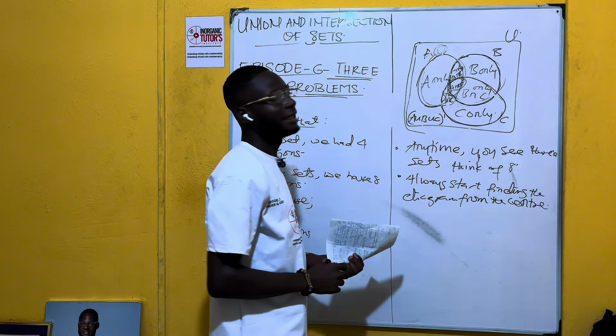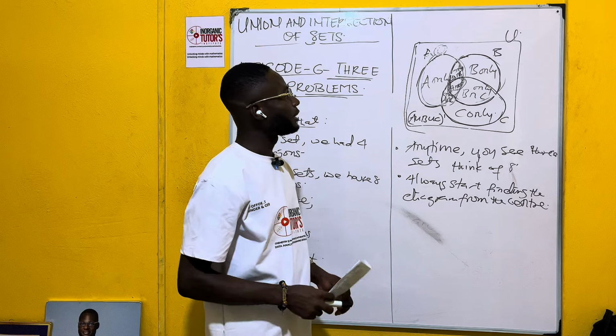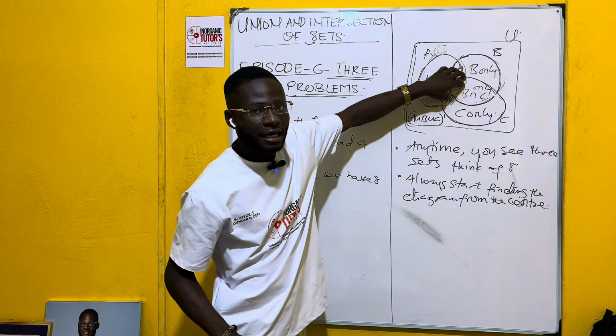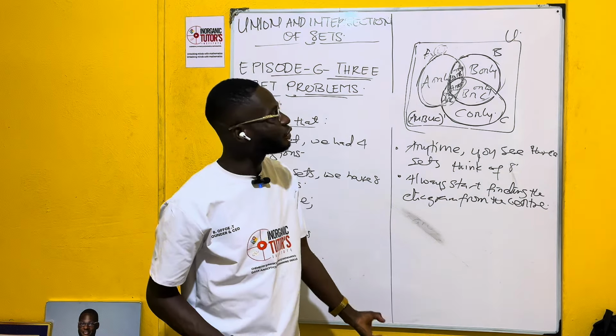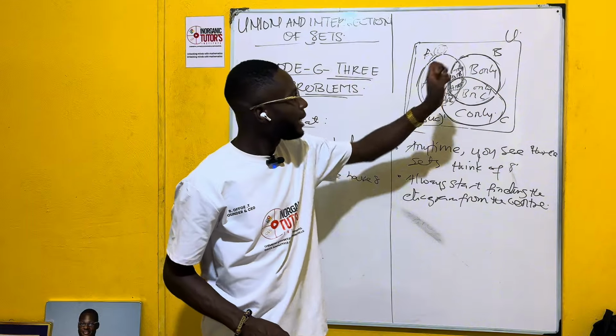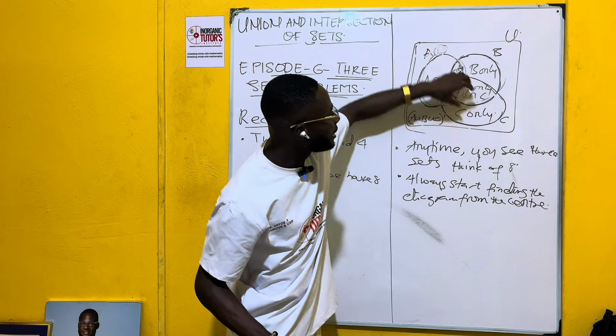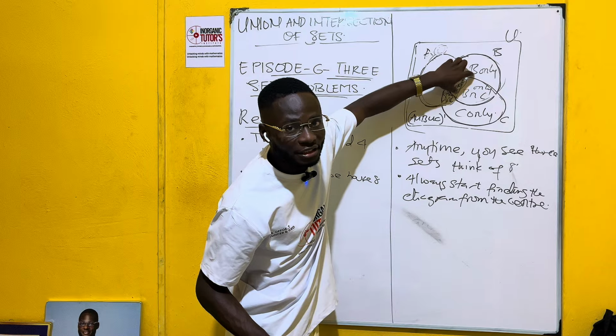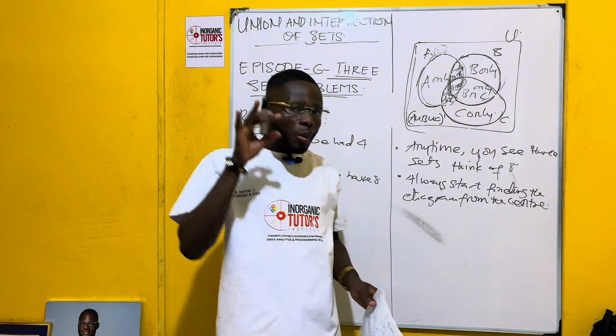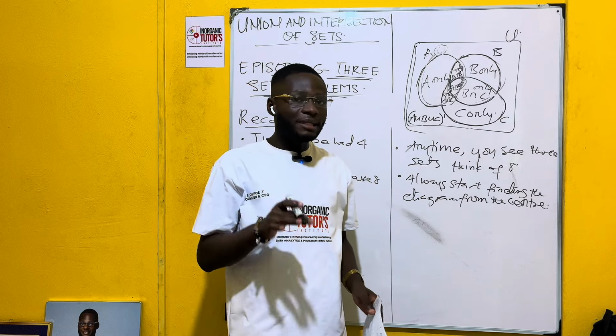Always start finding the diagram from the center. So this is the center. That is the element that is common to A, B, and C, and that is A intersection B intersection C. So always start from the center.